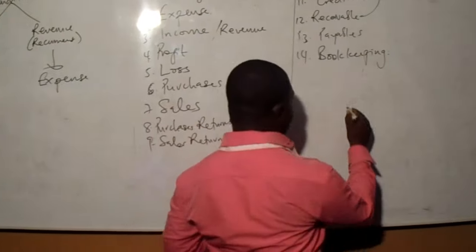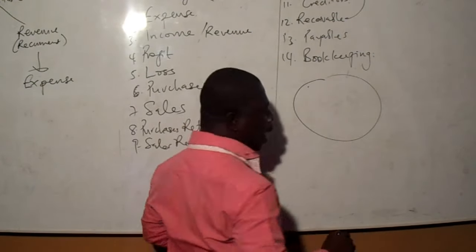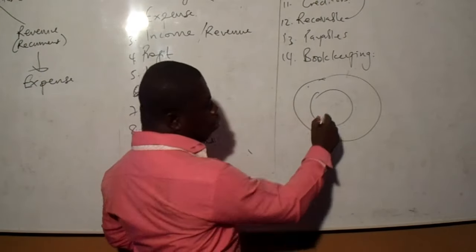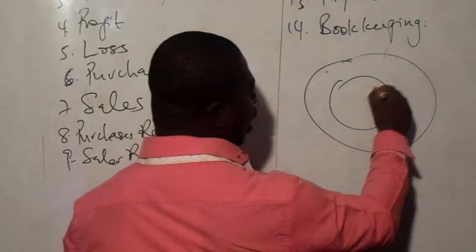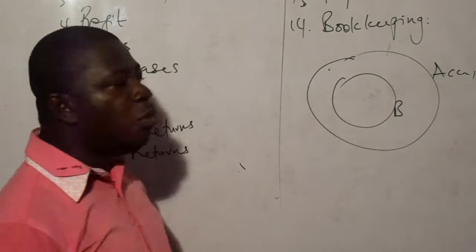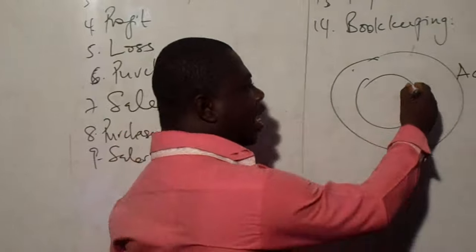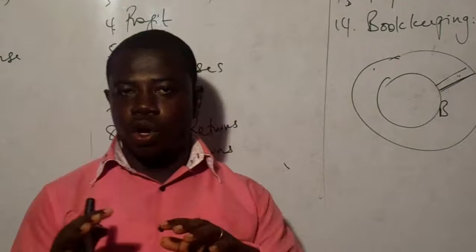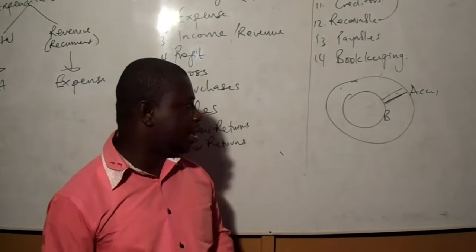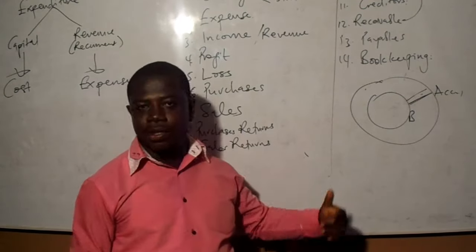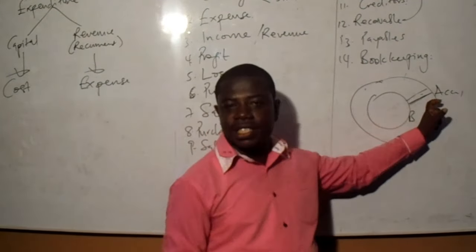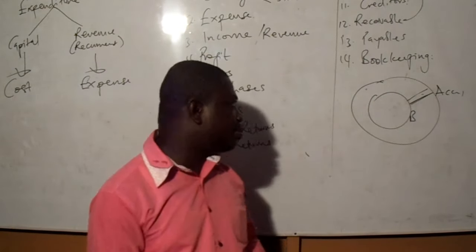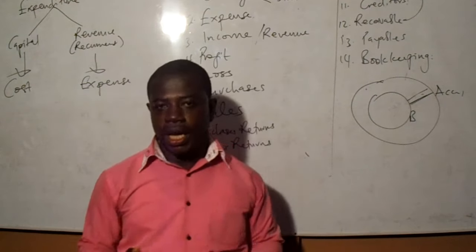So I can say that this is a bigger circle, and I'll draw a smaller circle in it as a subset. I'll call the smaller circle bookkeeping, and I'll call the bigger one accounting. So bookkeeping is part of accounting, but there is an aspect of accounting that is not done with bookkeeping, in a sense that bookkeeping records the transactions into the books of accounts, and that is it. But when it comes to accounting, you go beyond the recording and summarize, interpret it, and then communicate it to the users of financial statements. And so that is the difference between bookkeeping and accounting.